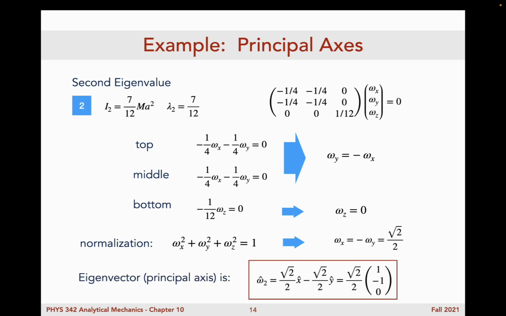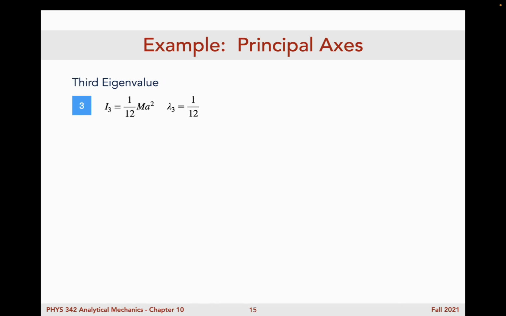So we see that our eigenvector in this case is going to be square root of 2 over 2 x hat minus square root of 2 over 2 y hat. If you want to represent that in matrix form, you could write square root of 2 over 2 with a 1 in the x component, negative 1 in the y component, 0 in the z component. So that's our second one. And now let's look at the third one.